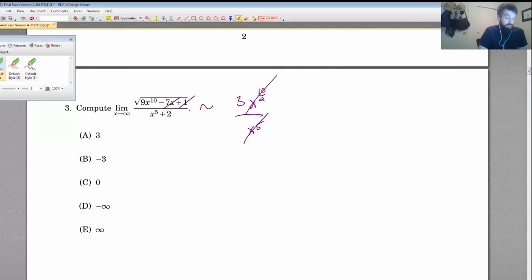So this x to the 5 on the bottom and this x to the 10 over 2, aka 5, are just going to cancel. And so all I get is the value of 3. And so it's just going to be 3.